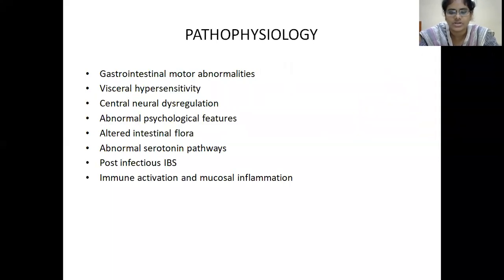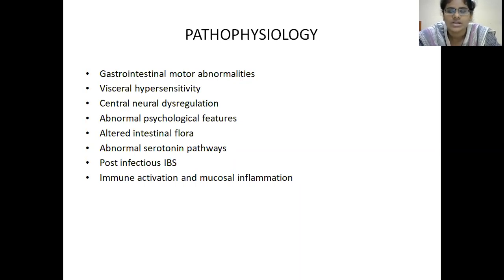Coming to the pathophysiology, the exact cause is not known, but many theories are proposed. Among these theories, these are the 5-6 things which are widely accepted. Gastrointestinal motor abnormalities: in 25 to 75% of these patients you will find altered GI motility, that is a quantitative alteration in the GI motility when you compare with normal healthy people.